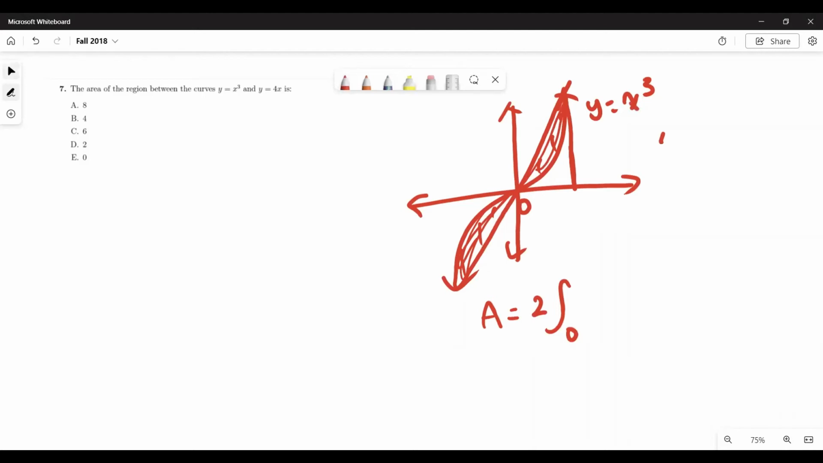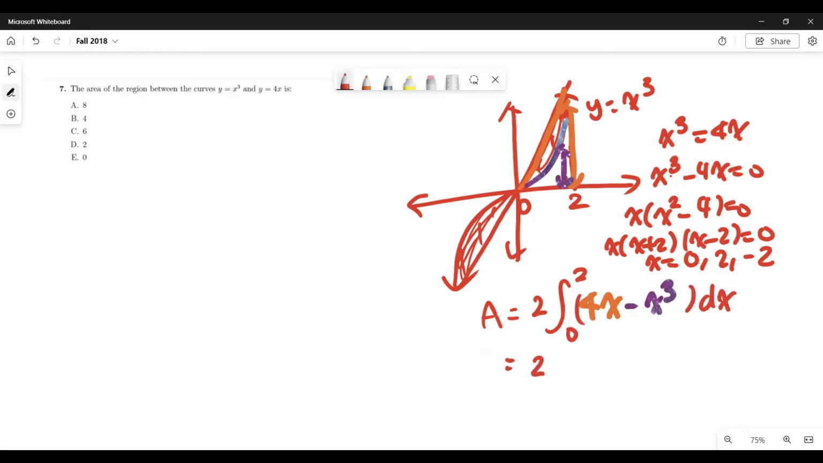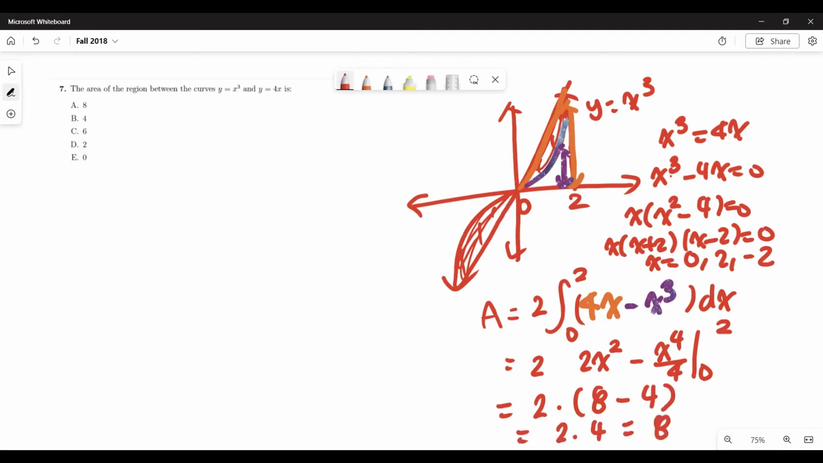So let's find the intersection point. x cubed equals 4x. This becomes x cubed minus 4x equals 0, x squared minus 4 equals 0, x plus 2, x minus 2 equals 0. So x is 0, 2, or negative 2. So this is from 0 to 2. When you find the area of the region, you do bigger one minus small one. Bigger height is 4x, and the small height is x cubed. You integrate it: 2 times 2x squared minus x to the 4 over 4, from 0 to 2. This becomes 2 times 8 minus 16 over 4, which is 4. So 2 times 4 is just 8. So the answer is A.